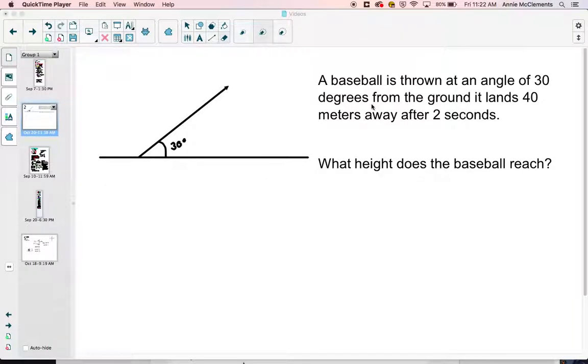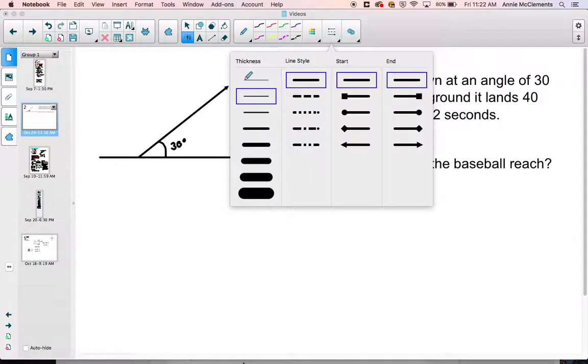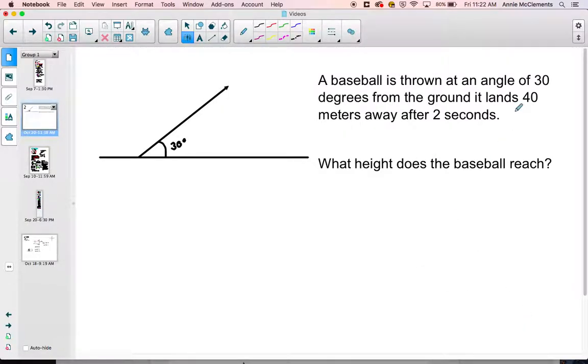Here's an example of a problem involving projectile motion. I'm just going to run through this and give you a sense of what this is going to look like. I've drawn over here a rough vector of this motion.